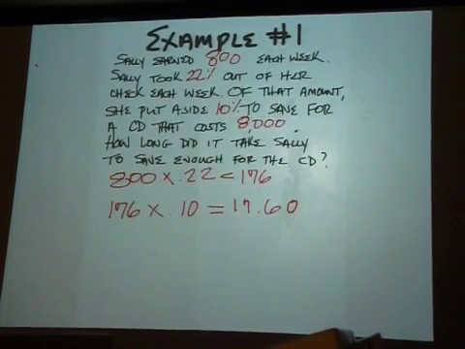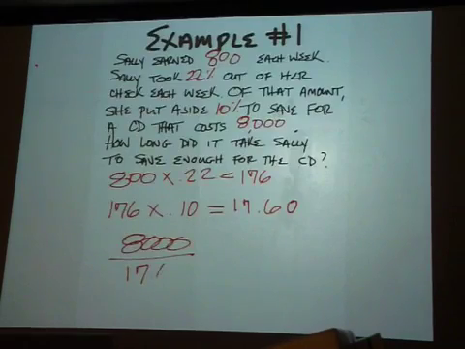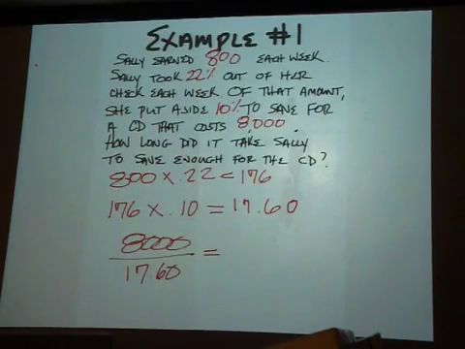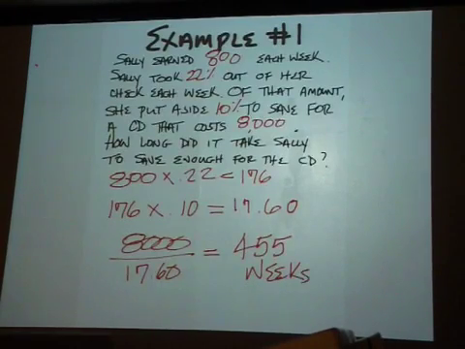Now, if that's what she's saving each week, we have to figure out how many weeks it's going to take her to get to $8,000. So $8,000 divided by $17.60. And that comes out to be a value of 454 point some odd weeks, but you always round it up to the next week, so it's 455 weeks.